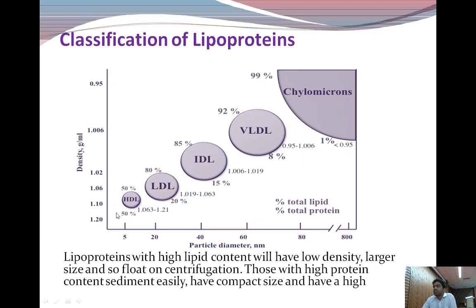is the protein content. So as the molecule becomes smaller in the classification from chylomicron to HDL, its protein content increases and lipid content decreases. Lipid content is 99, 92, 85, 80 and 50, and its protein content is 1, 8, 15, 20, 50. So when asked to classify lipoproteins, you have to classify according to density. That is one type. Then you have to write where proteins are more and where lipids are more.